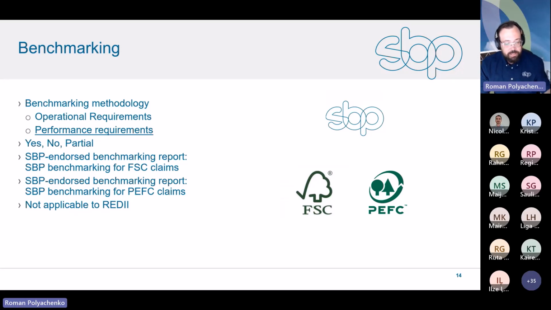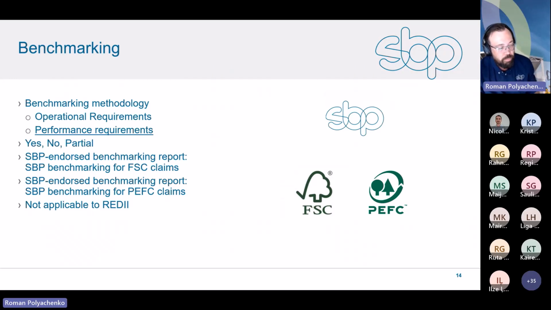So we looked at the schemes from the operational perspective, and this is just for background information. The biomass producers don't need to use this information in their daily work. What is important for them is performance requirements. So performance requirements are the legality and sustainability requirements of Standard 1, and the benchmarking report shows to what extent Standard 1 requirements are covered by the respective scheme. So requirements may be covered fully, partially, or not covered at all.